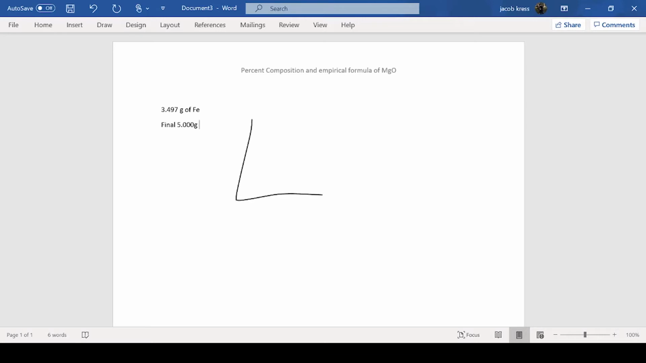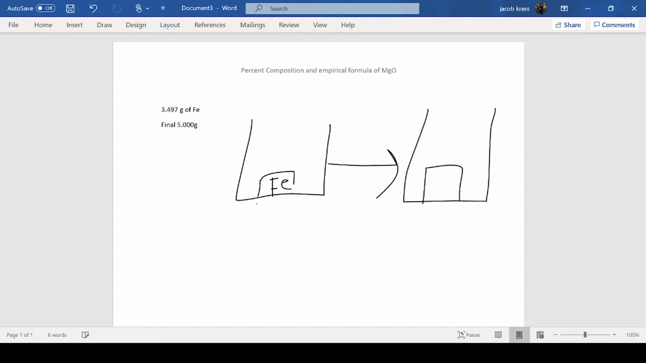So basically what we're saying here is, we had our iron here to start, we reacted it, and we ended up with something heavier. We ended up with an iron oxide of some sort. That oxygen didn't just magically appear on the iron, it came in and reacted with it, because we can't create or destroy matter. So that difference in mass, that extra amount of grams, is going to be a result solely of the oxygen.